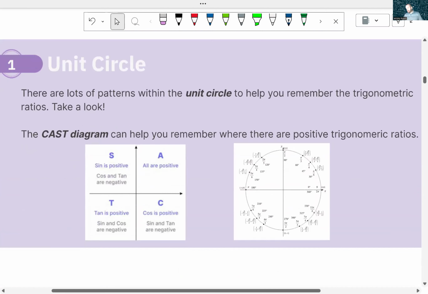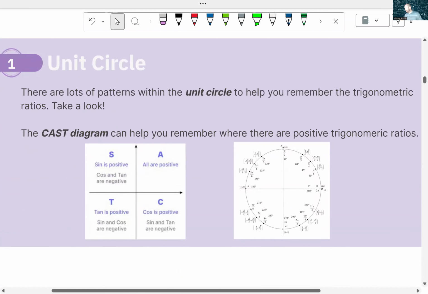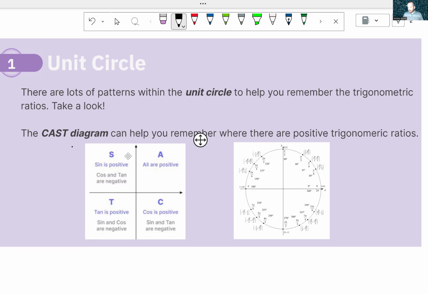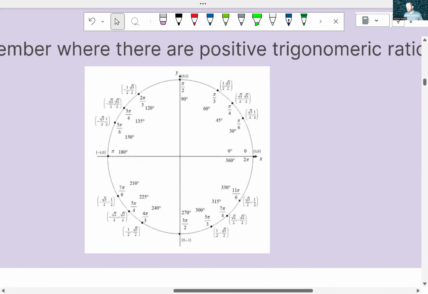The unit circle has to do with trigonometric ratios. And when you first see the unit circle, it can look a little bit overwhelming. There's a lot of information on it. So this diagram, we're going to go over this last. But let's look at the unit circle and see if we can look at some patterns or some basic information on the unit circle. So here we start at 0 degrees on the unit circle.